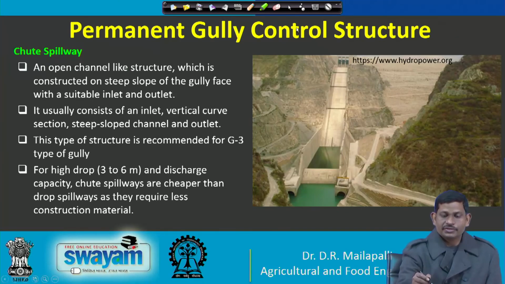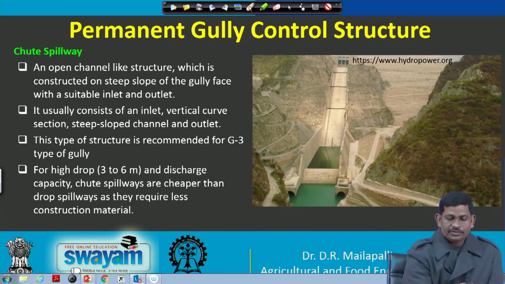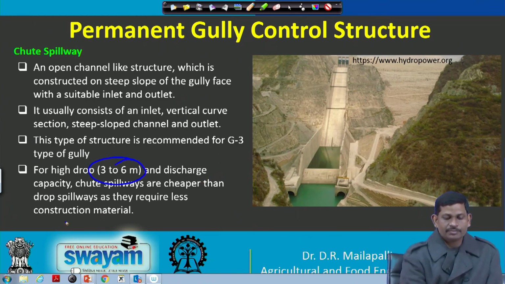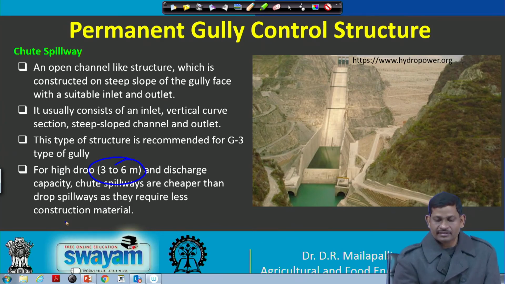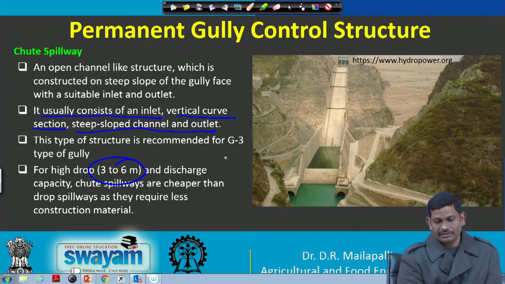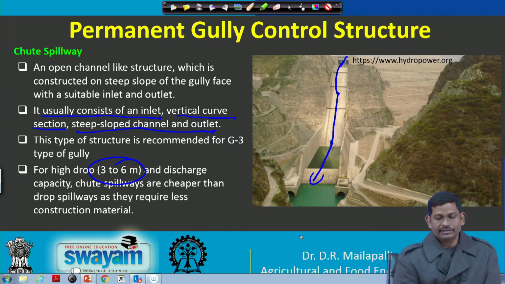Okay, so the next structure is a chute spillway. The chute spillway is used when you have a larger drop, for example, a 3 to 6 meter drop that you expect, that means highly sloping areas. So, these chute spillways are really effective. It generally consists of an inlet, a vertical curve section, a steep slope channel and an outlet. So, here there is an inlet, a vertical curve section, a steep channel, and then there is an outlet here.